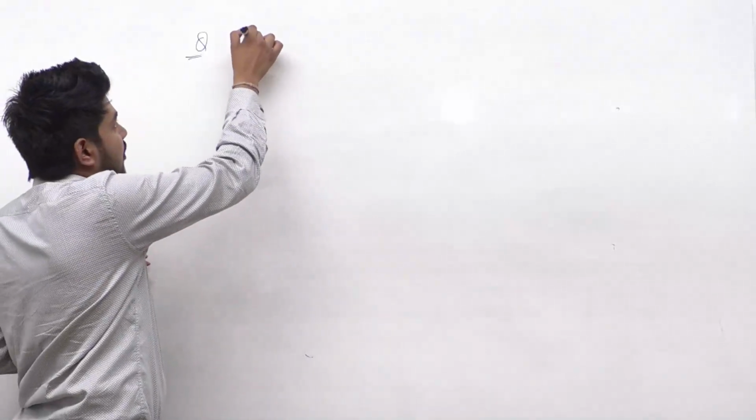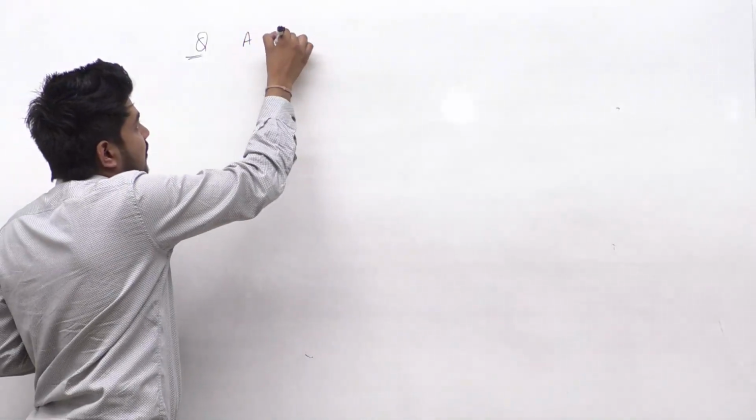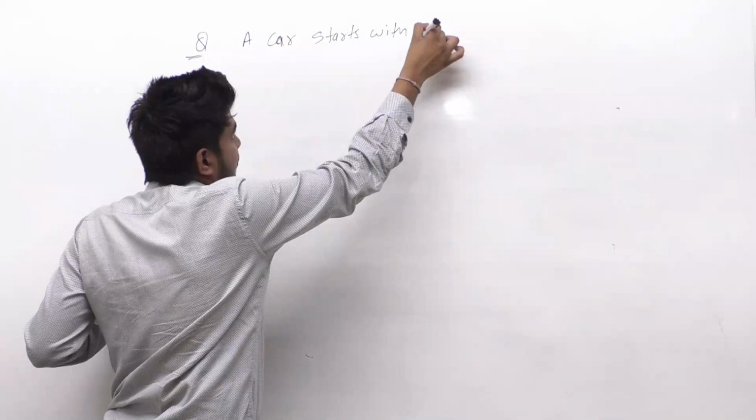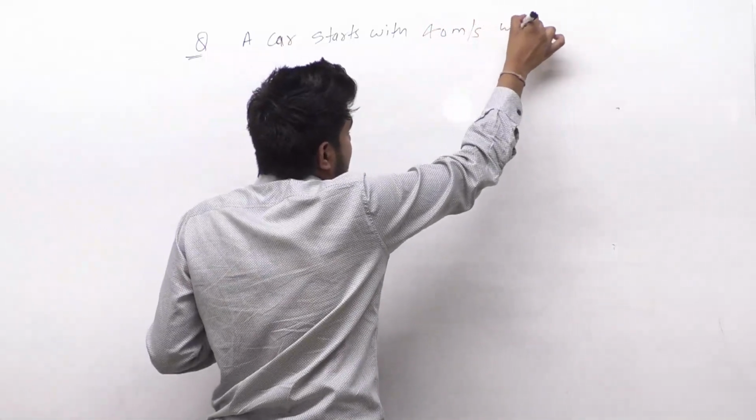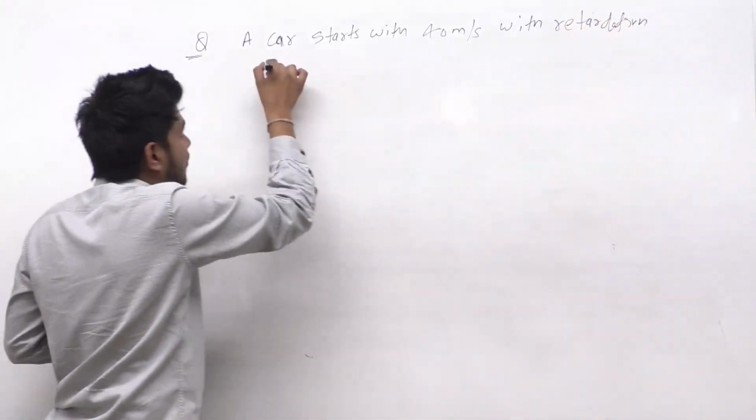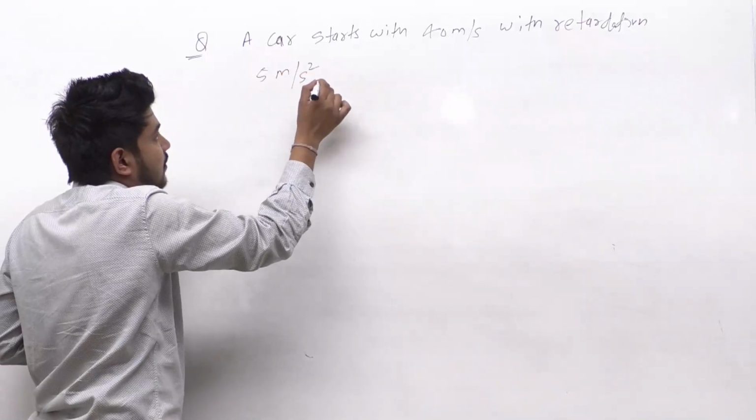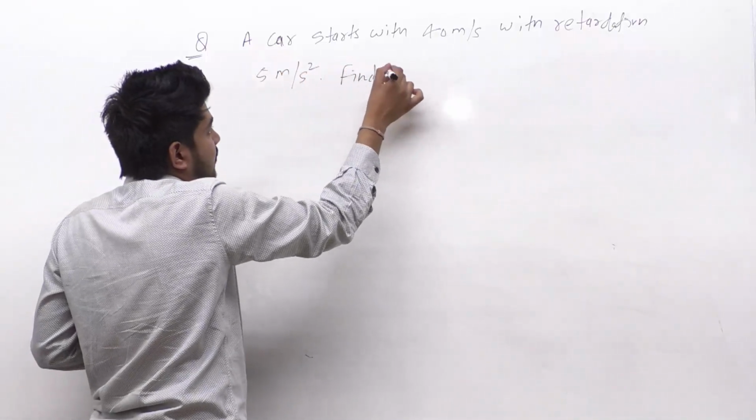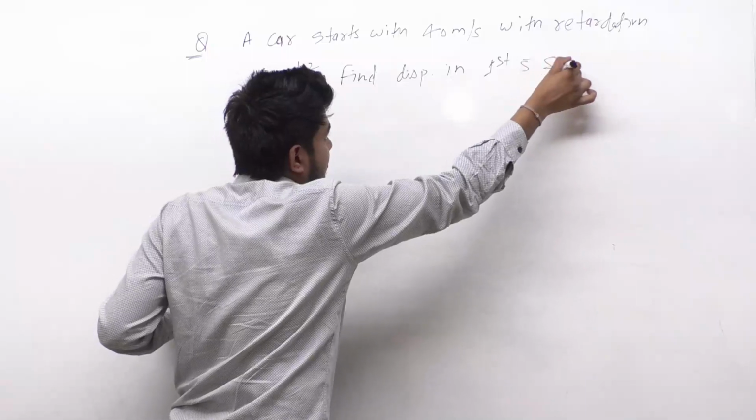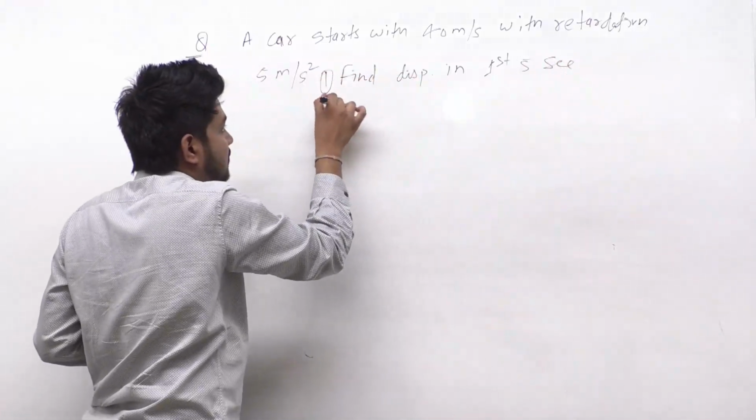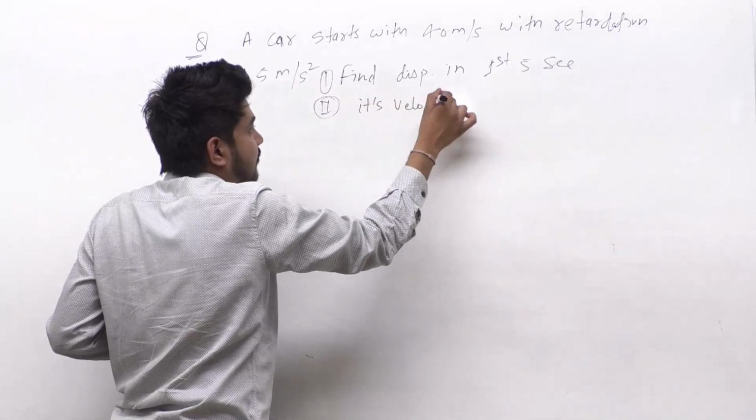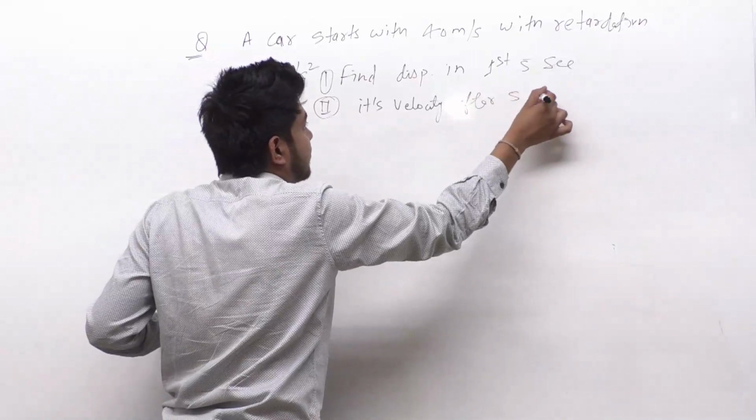So the next question is, a person or a car starts with 40 meter per second with retardation 5 meter per second square. So find displacement in first 5 seconds. This is the first part. Second part is its velocity after 5 seconds.